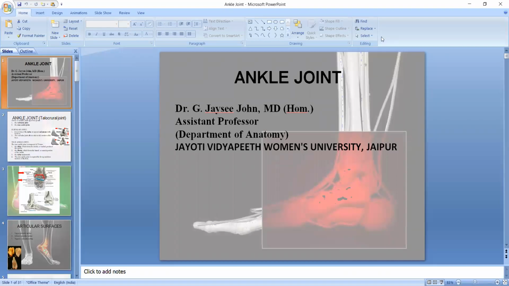I'm Dr. Jesse John, Assistant Professor, Department of Anatomy, Jyoti Vidyapeeth Women's University, Jaipur. Today we are discussing the ankle joint and how it is made up.